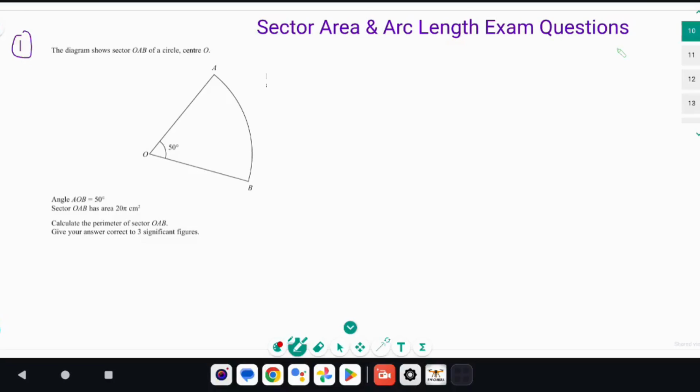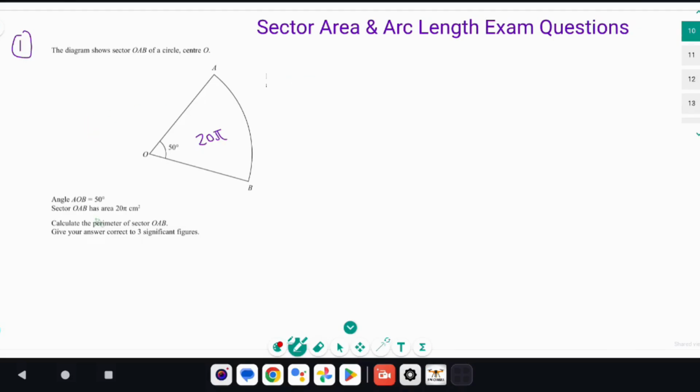Okay, we're going to look at 3 exam questions on sector area and arc length. So the diagram shows sector OAB. AOB is 50 degrees. Sector OAB has area 20 pi. Calculate the perimeter of OAB.